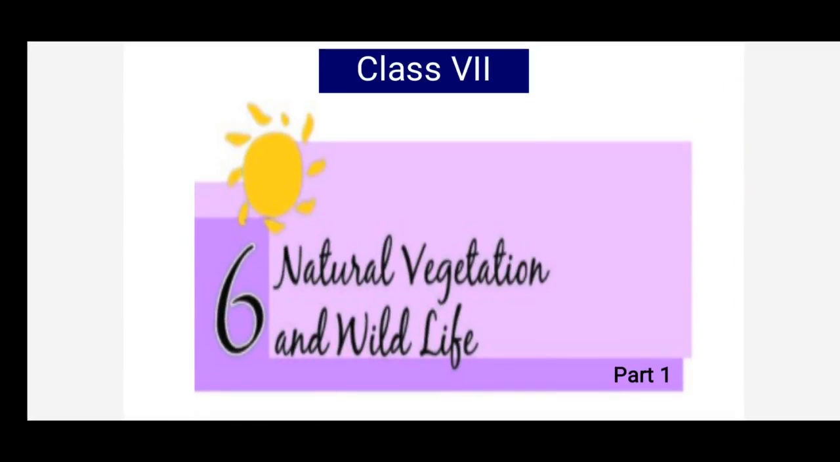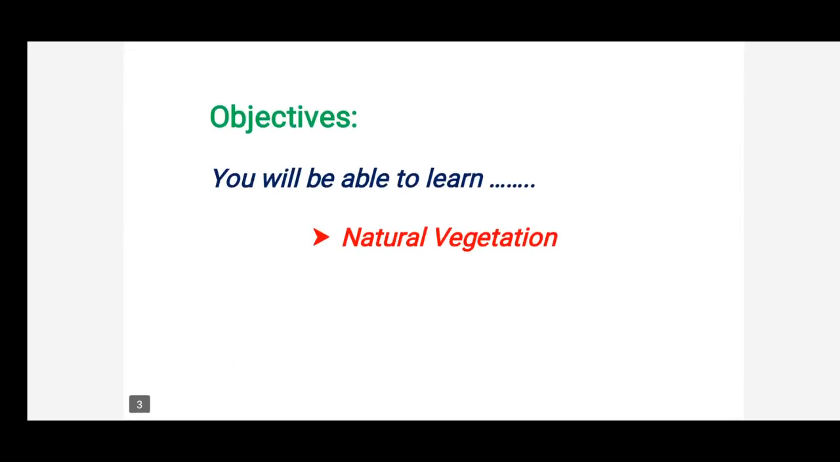In our class today we are discussing a new chapter, and that is the last chapter in geography, natural vegetation and wildlife. At the end of today's class you will be able to learn about natural vegetation: what is the meaning of natural vegetation, how many kinds of natural vegetation there are, and also what are the factors affecting the growth of natural vegetation at different places.